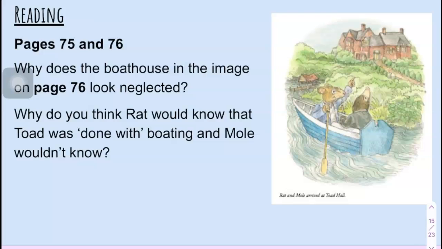As you read page 75, think about the question, why do you think Rat would know that Toad was done with boating and Mole wouldn't know? Go ahead and read page 75 to yourself and then think about that answer. Come back when you've finished reading. I think that Rat knows Toad and Mole is meeting him for the first time. So Mole wouldn't know that Toad was finished with boating because he's never met him before.